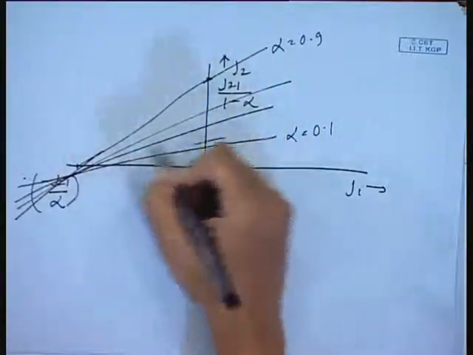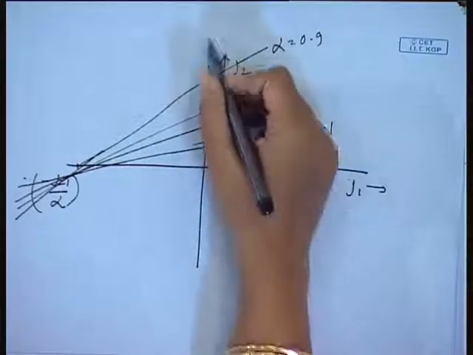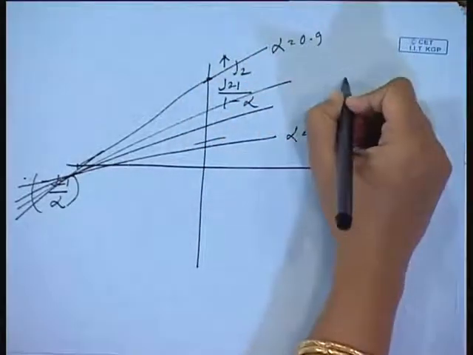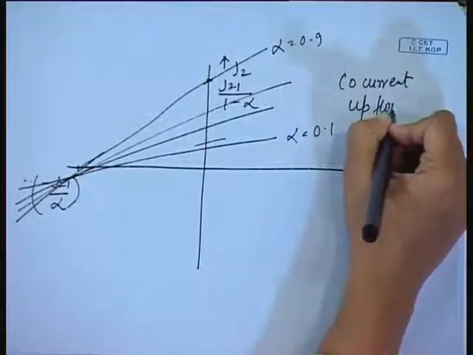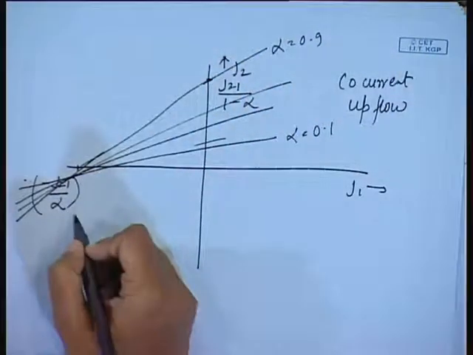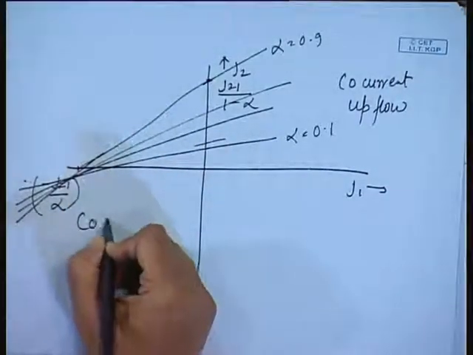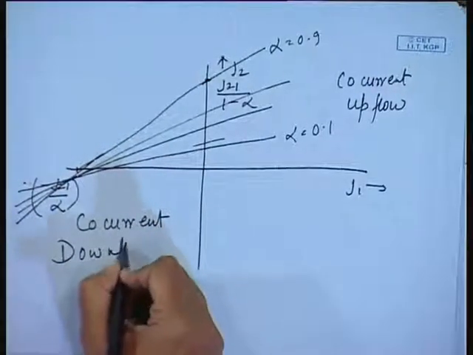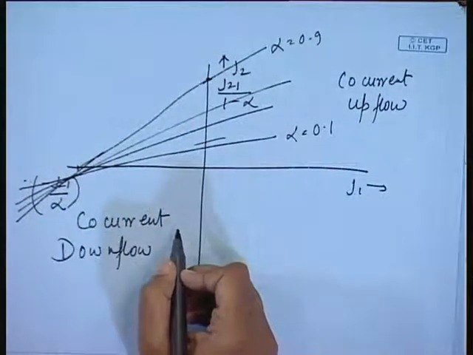If you draw it properly, maybe I will give you a problem in which you can draw it and find that in this particular region where both J2 and J1 are positive, that means co-current upflow, a solution is always possible. In this particular region where both J2 and J1 are negative, that means co-current downflow, here also a solution is always possible.